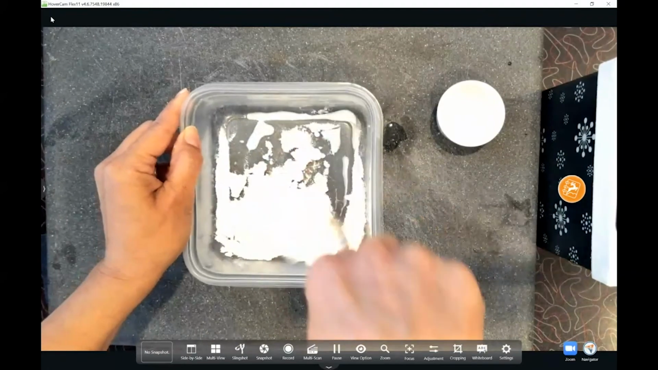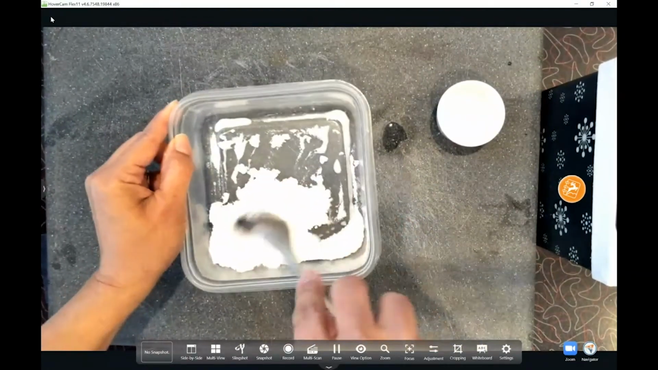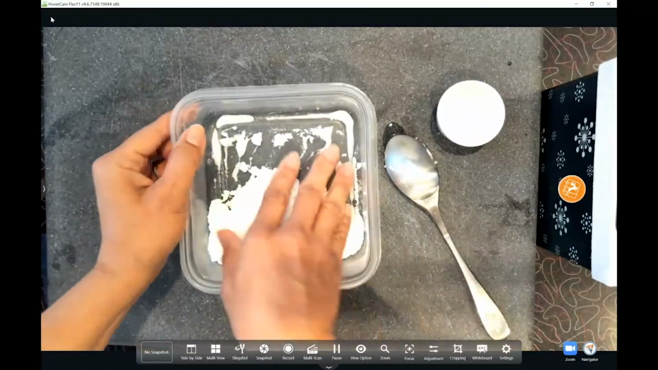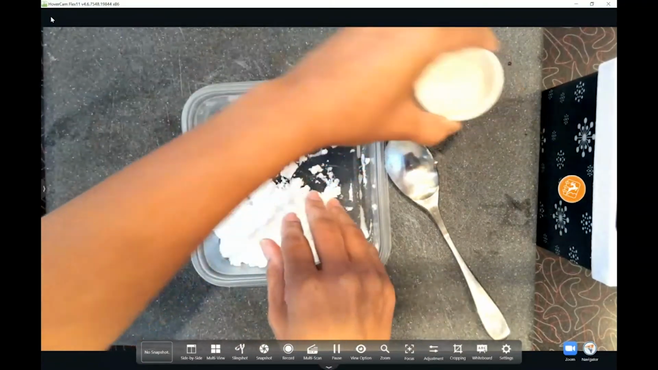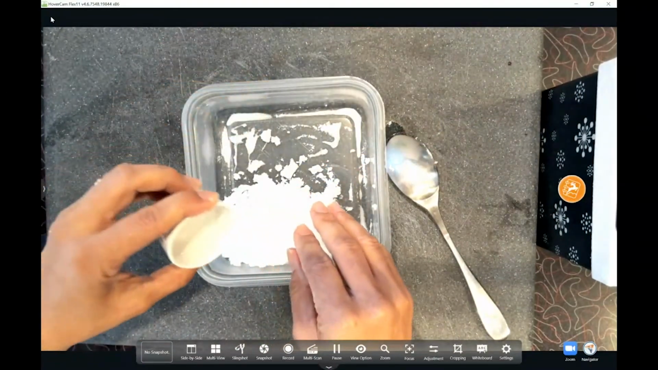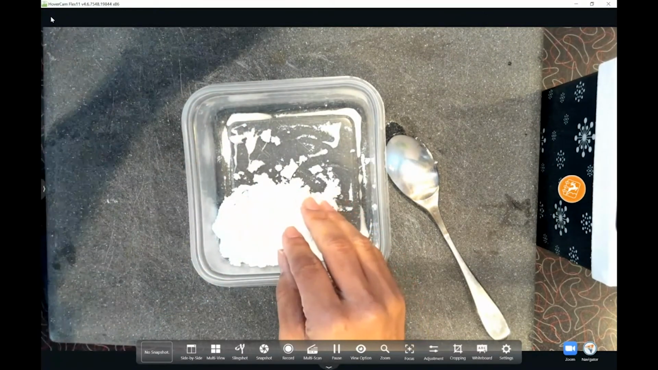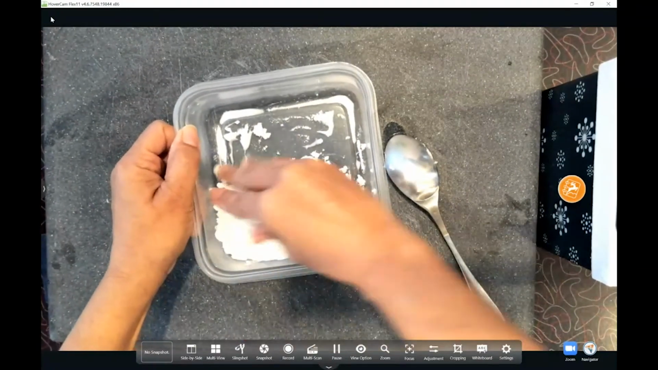Now the only thing I'm going to add different in this one is a little drop of liquid soap. It can be dish soap, it can be maybe your bathroom soap, and I'm just going to put a little drop in it. So here's my liquid soap. It's in another container, and I'm just going to put a tiny drop in that. And just squish it all in there.